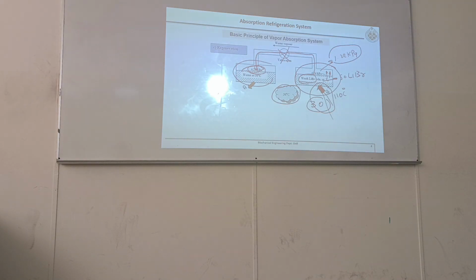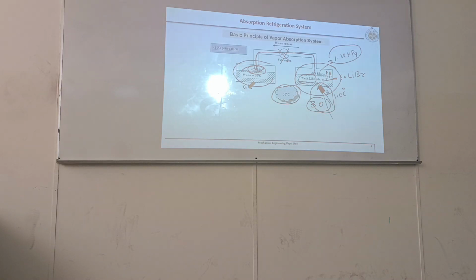Water, because water was absorbing heat from the space. So in this case, water is the refrigerant and lithium bromide is called the absorber. In these systems, we have two fluids: one is the refrigerant, the other is the absorber or absorbent. This is one pair which is normally used in these systems: water and lithium bromide. Water is the refrigerant, lithium bromide is the absorbent.